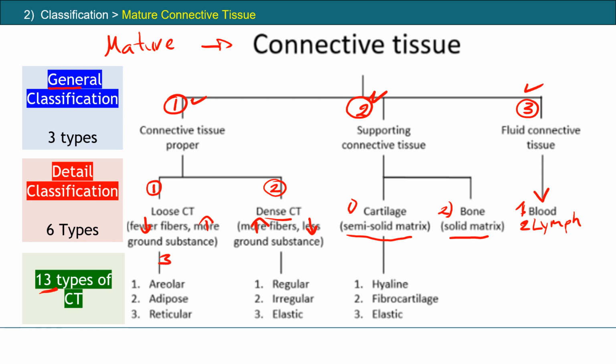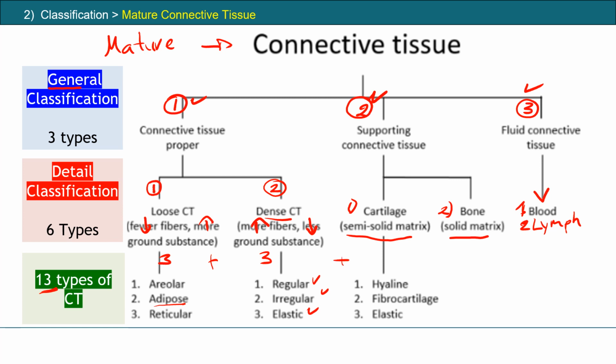Yeah, it's subdivided in three. And if you remember, loose connective tissue is the one that has more consistency, like yellow. So here, for that reason, we have the adipose tissue. Then we will study three more that are the irregular and elastic, and those have more fibers. So we will talk about those.